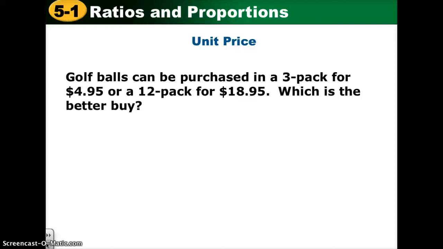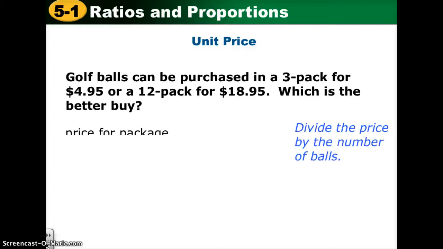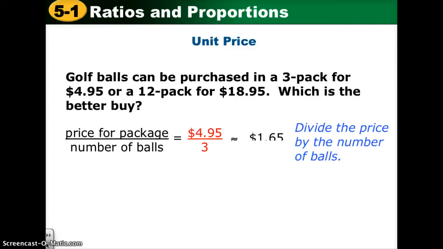Regardless of all that information, we want to know what the price per golf ball is. So we set these up as rates to begin with of the price of the package divided by the number of golf balls you get. So in the first 3-pack, $4.95 will get us 3 golf balls. Dividing that, it's $1.65 per golf ball.